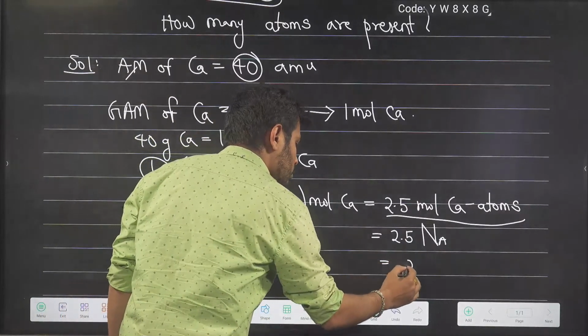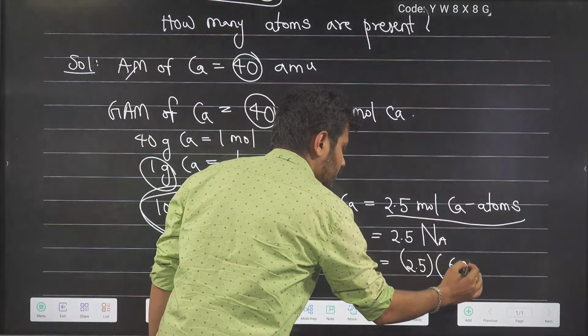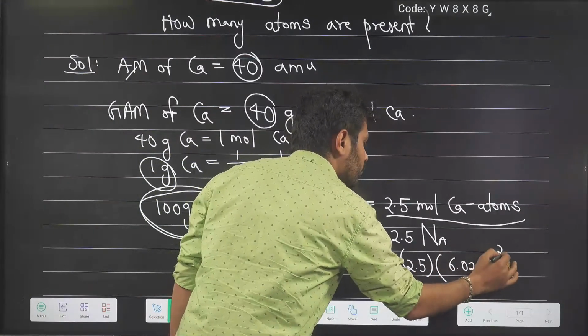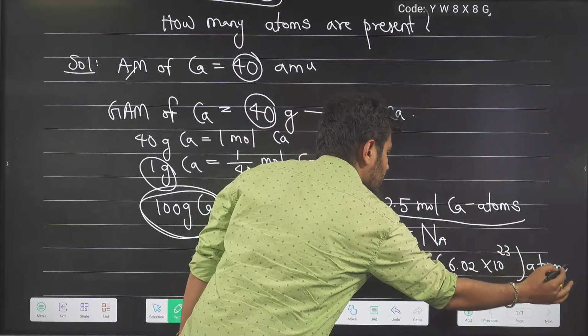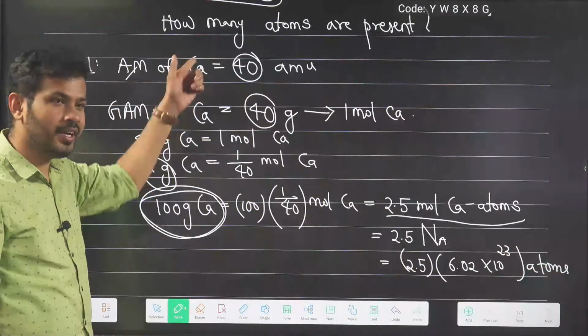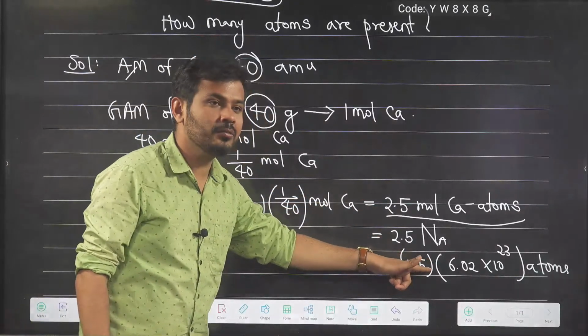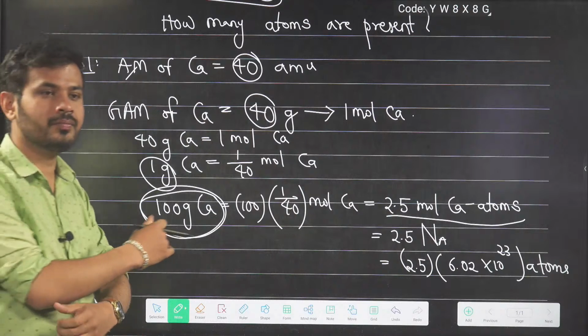Which is equal to 2.5 into Avogadro's number, which is 6.02 into 10 to the power of 23. These many atoms. Means if 1 mole of calcium atoms is 40 gram, if you take these many atoms, it will be 100 gram. Are you getting my point?